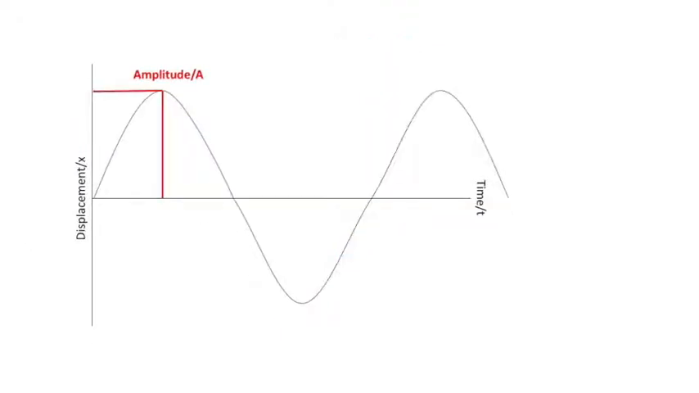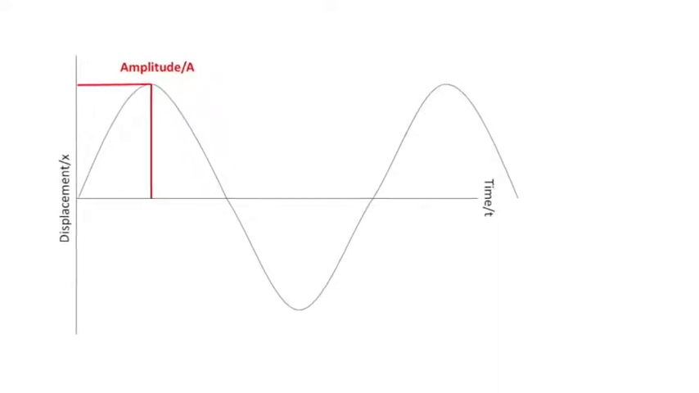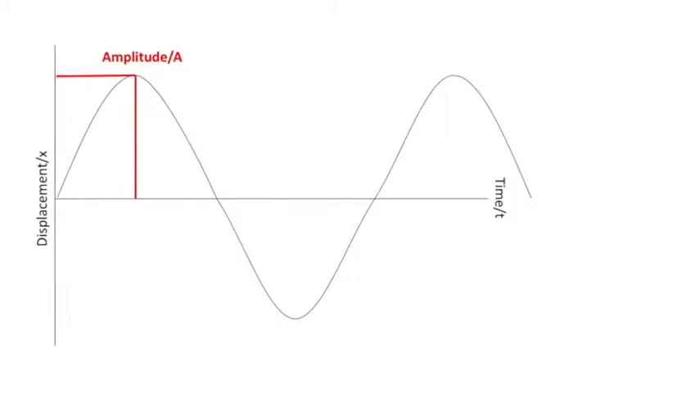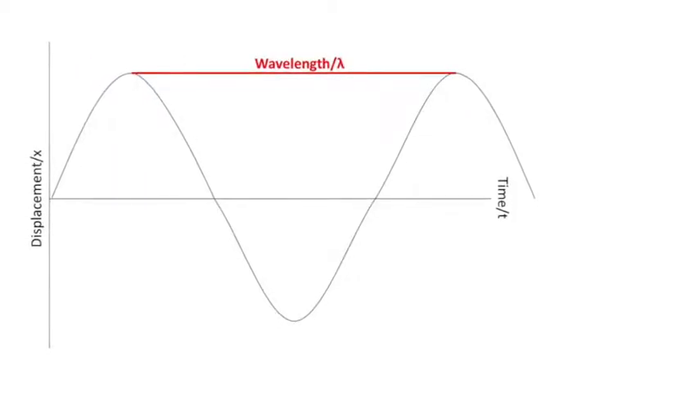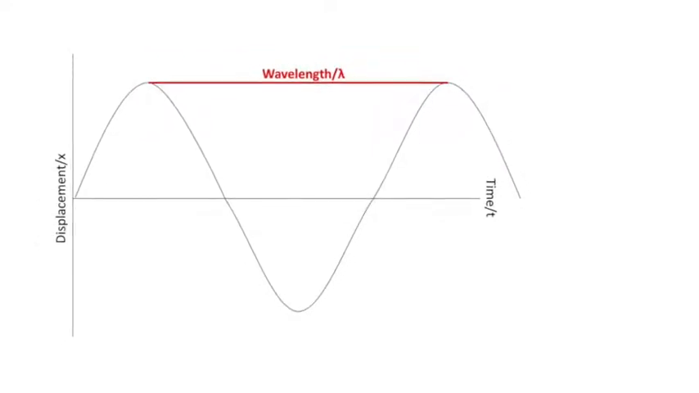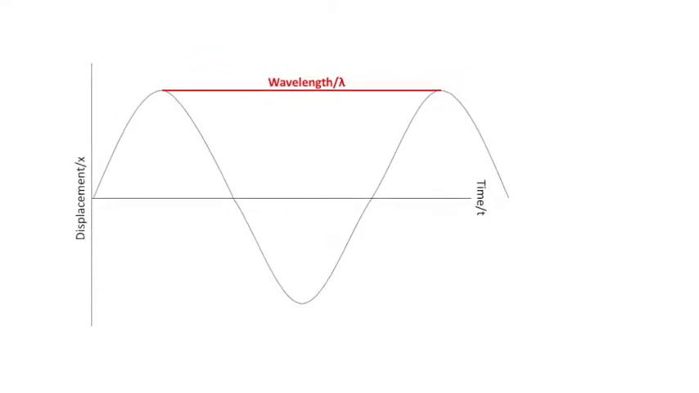The next characteristic is amplitude, which is the distance between a crest or a valley to the equilibrium point. Its symbol is A, and it is measured in meters. The equilibrium point can be thought of as the x-axis of a graph. The wavelength, on the other hand, is the distance between the crests or valleys of a wave. It's measured in meters and has the symbol lambda, which is the weird sign you can see there.